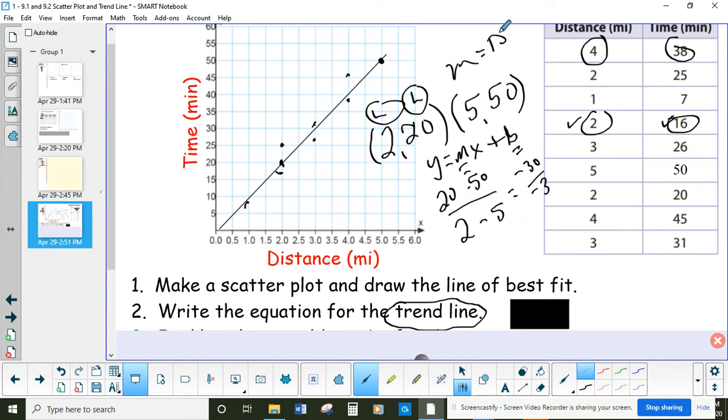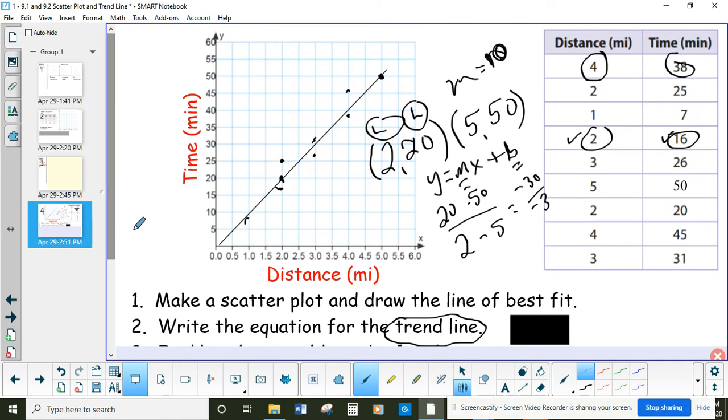I want you to try to remember what slope is, ready to change, right? So we're dealing with word problems now. So what do you think 10 has to do with anything? We got distance down here. We got time in minutes. What do you think that means? 10, 10 what?